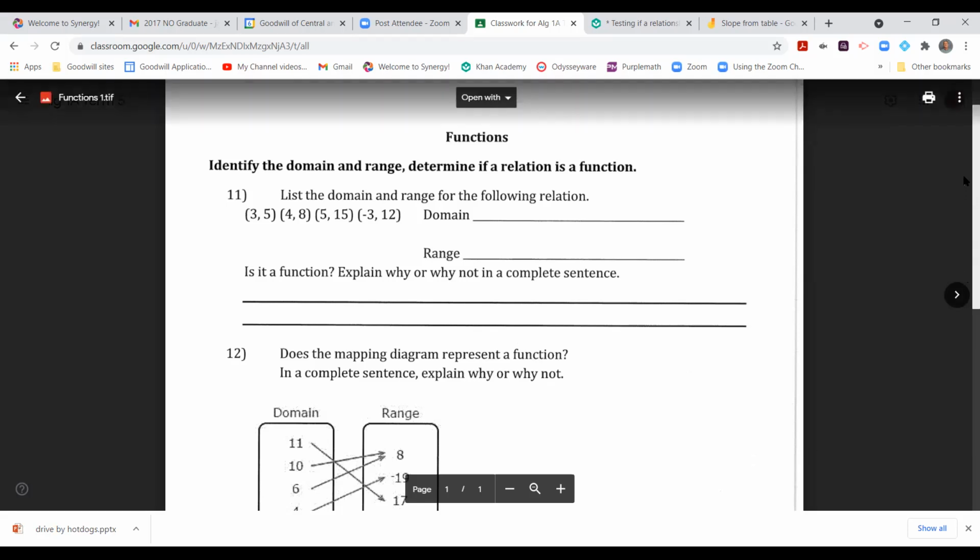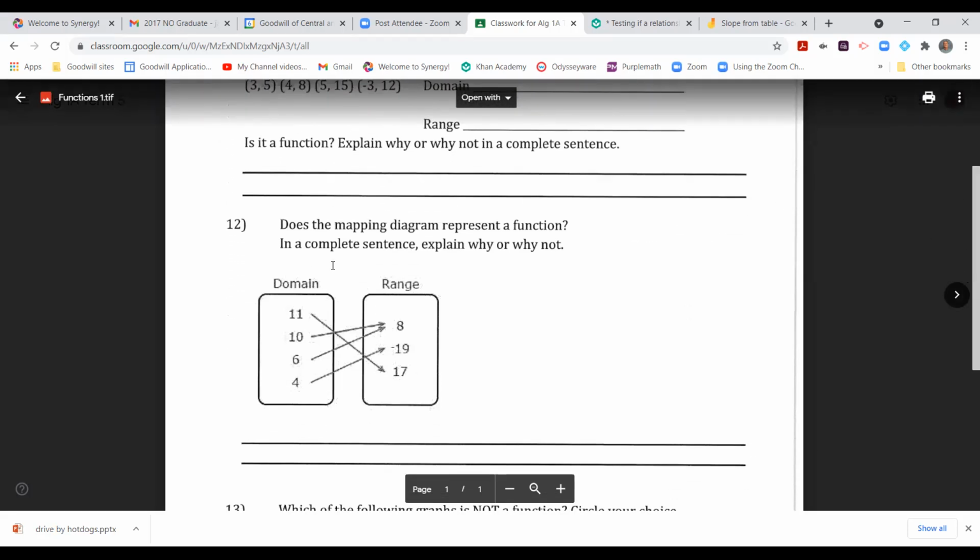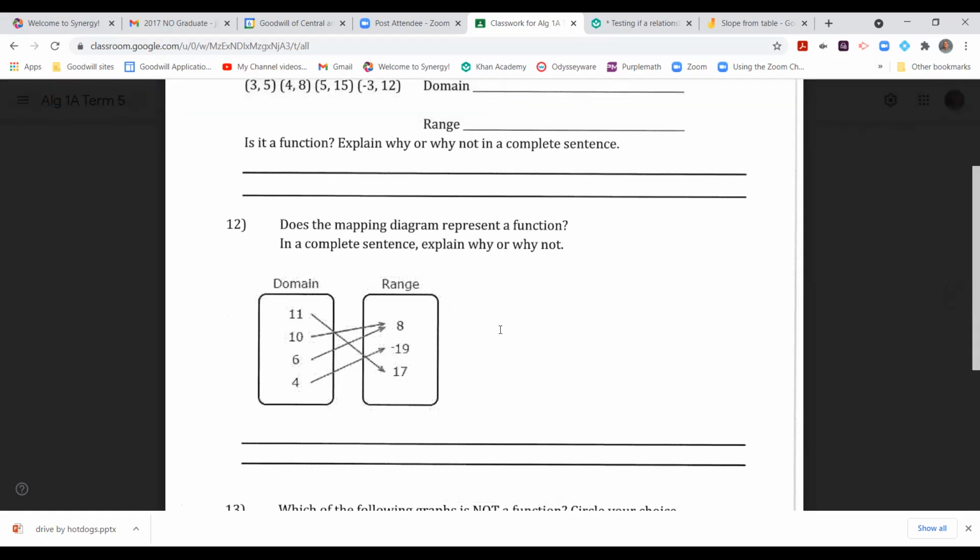Another way to show the same kind of thing is a mapping diagram like this one. The domain is in that box on the left. The range values are on the right. I don't see any repeating x values. I don't see any repeating numbers in the domain. So I'd say that's a function.